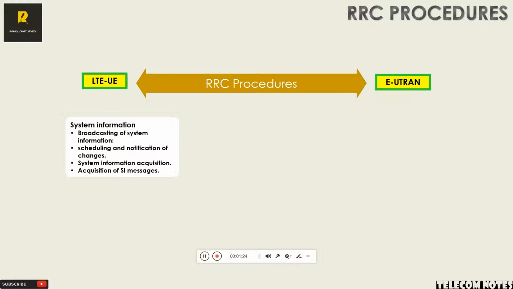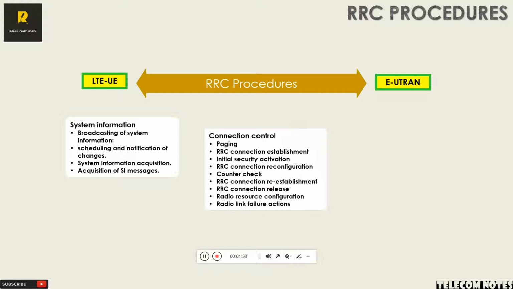The first one is the system information: broadcasting of system information, scheduling and notification of changes, system information acquisition of SI messages. Then connection control, having multiple points starting from paging, RRC connection establishment, initial security activation, RRC connection reconfiguration, counter check, RRC connection re-establishment, RRC connection release, radio resource configuration, radio link failure actions. Third one is the measurement configuration, layer 3 filtering, measurement reporting.